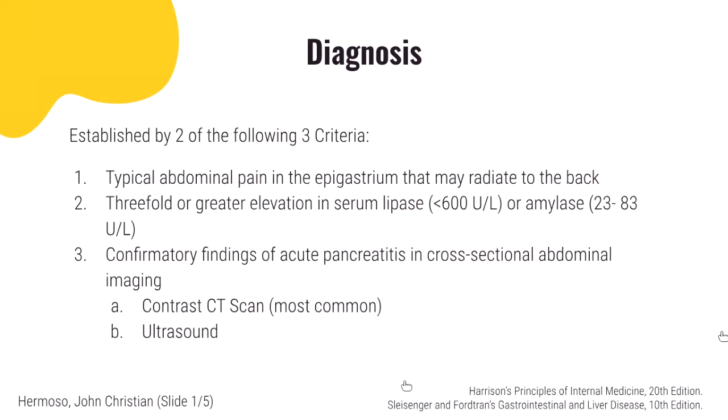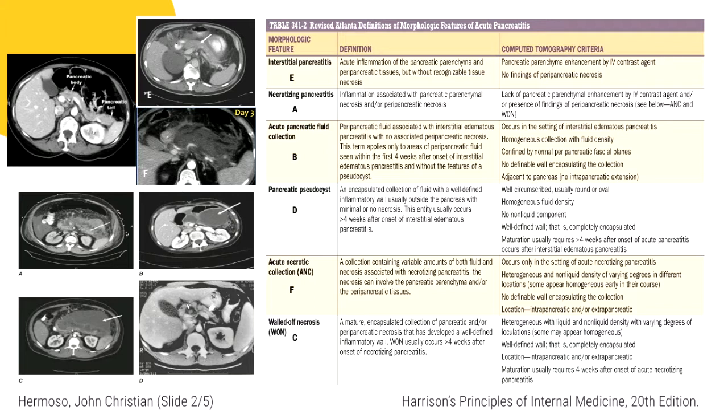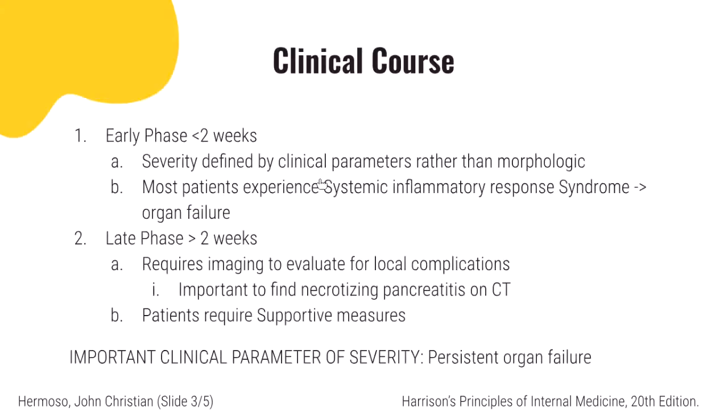So let's go on to slide 3. Now we move on to the clinical course, which is divided into two: the early phase and the late phase. These phases describe the hospital course of the disease. In the early phase of the disease, which is before 2 weeks, the severity is determined by clinical parameters rather than morphological features, which is why CT is usually not requested within the first 48 hours.